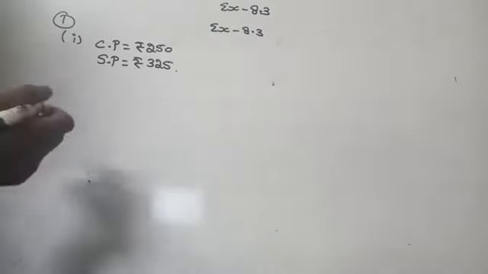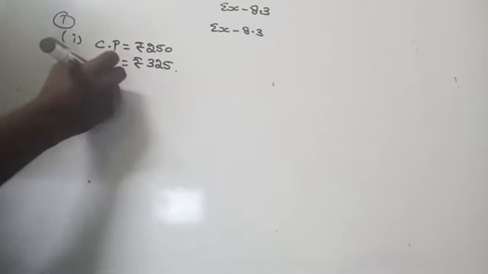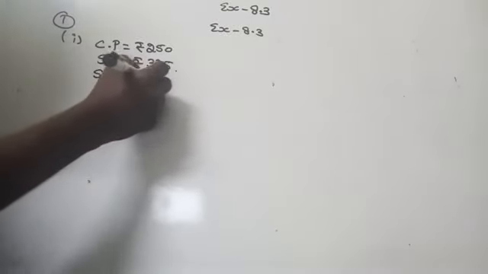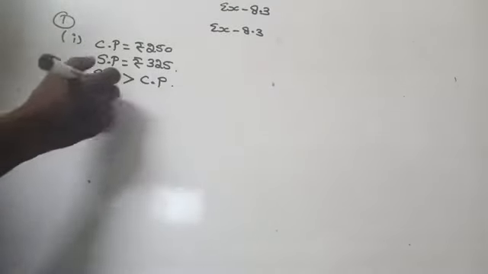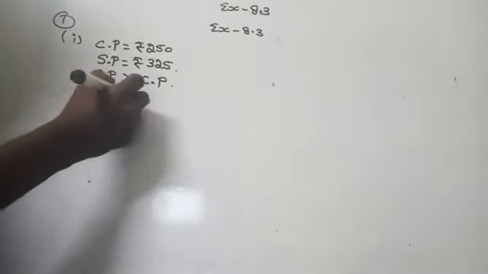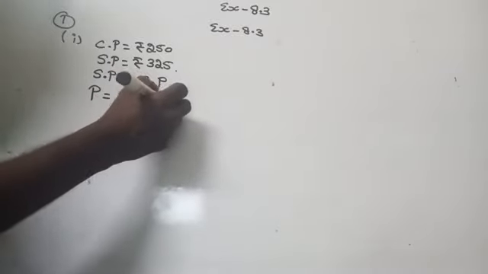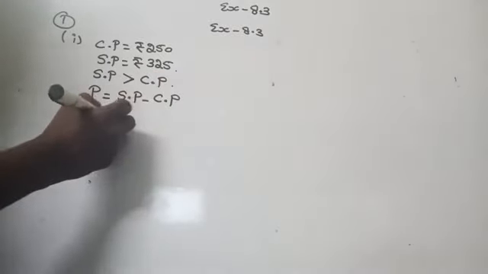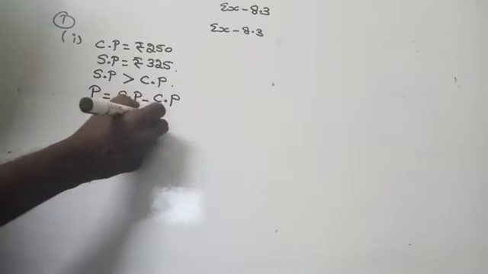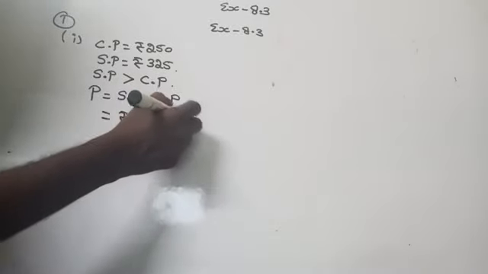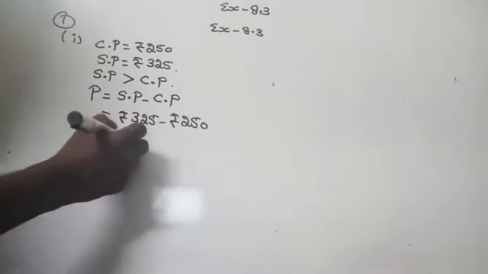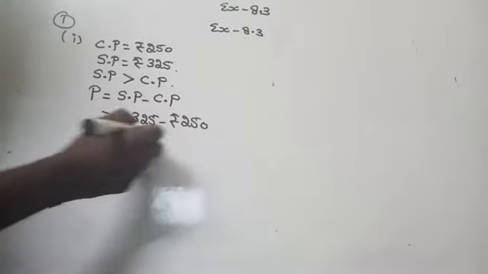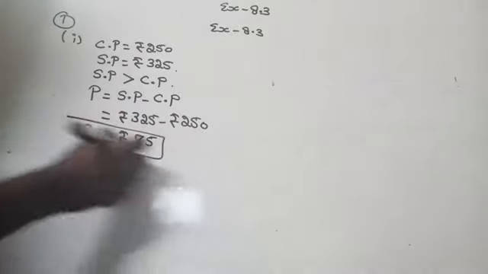Okay. Here, the selling price is greater than the cost price. So, obviously, he made a profit. Then profit is equal to selling price minus cost price. What is the selling price here? Rupees 325. What is the cost price here? Rupees 250. Then the difference is rupees 75. This is the profit amount.